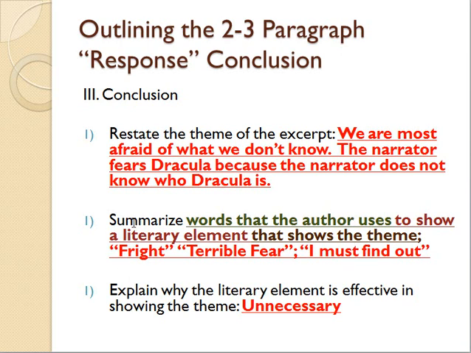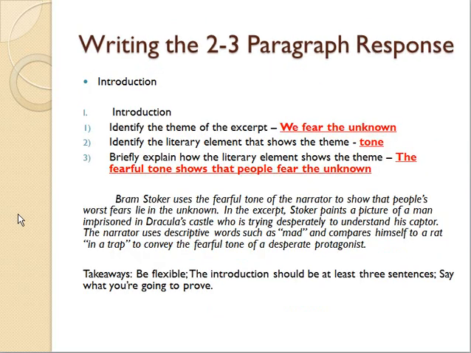Okay? And the last part says, explain why the literary element is effective in showing the theme. I don't feel like I have to put that down. Okay? Remember, it's an outline. I'm not writing it down yet. So, let me begin to write it. I take this outline and it turned into this.